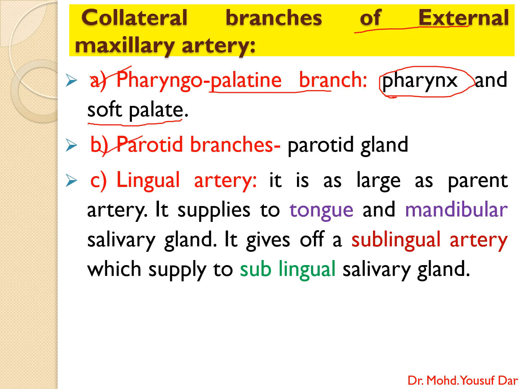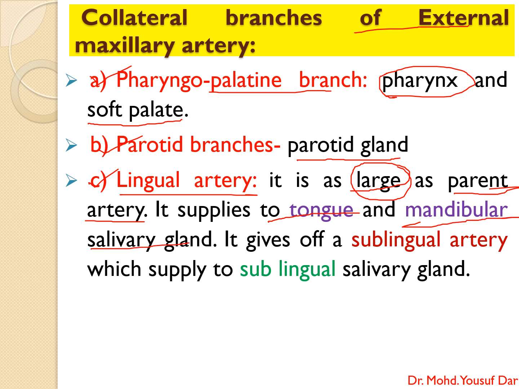Next is the parotid branch. The parotid branches supply the parotid salivary gland. So these are the collateral branches of the external maxillary artery. Very important now, the next collateral branch is the lingual artery. You remember that it is as large as the parent artery. That means it is as large as the external maxillary artery. And this lingual artery supplies the muscles of the tongue and the mandibular salivary gland.